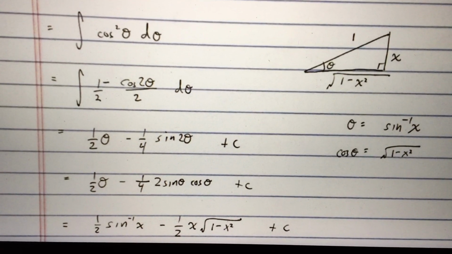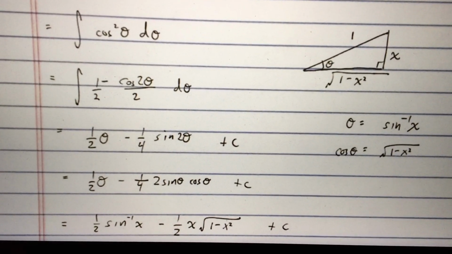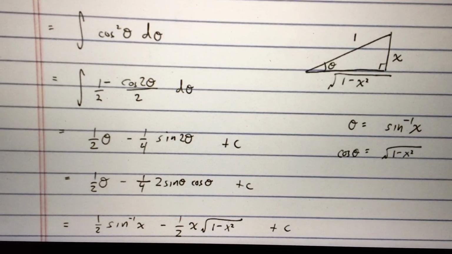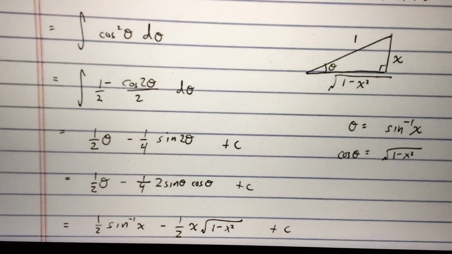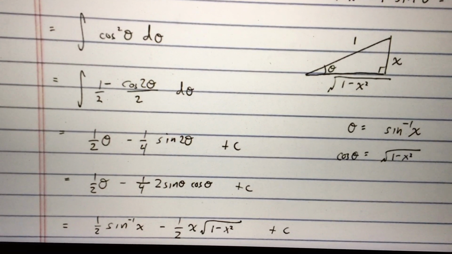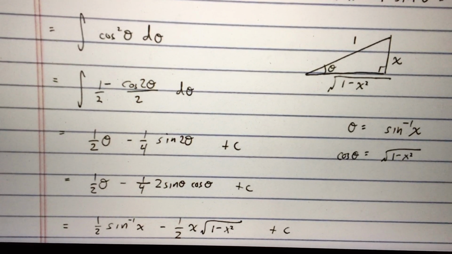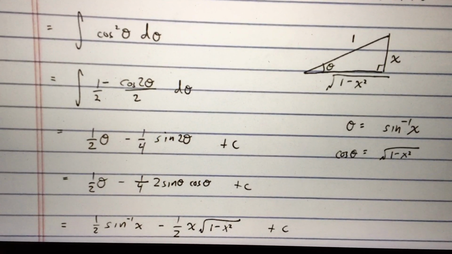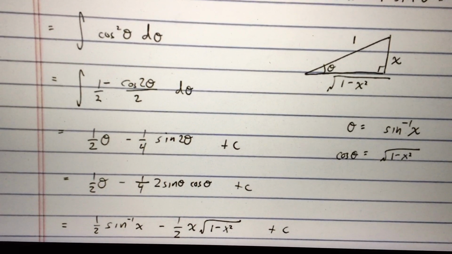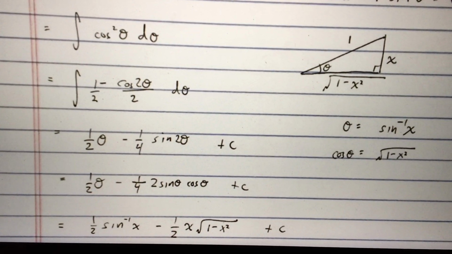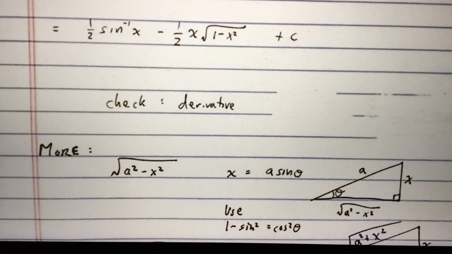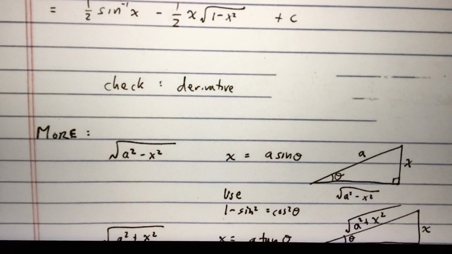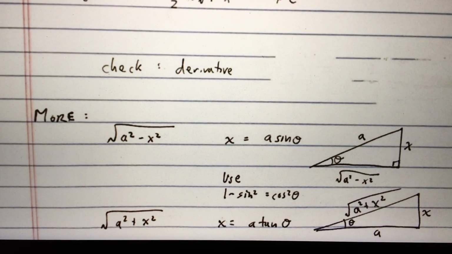And then looking at our triangle, sine theta is the opposite over the hypotenuse, x. And cosine theta is the square root of 1 minus x squared over the hypotenuse, which was 1. So that gives us the full answer: 1/2 sine inverse x plus 1/2 x times the square root of 1 minus x squared plus c. You can double check by taking the derivative. And then here are the triangles that we've used so far.